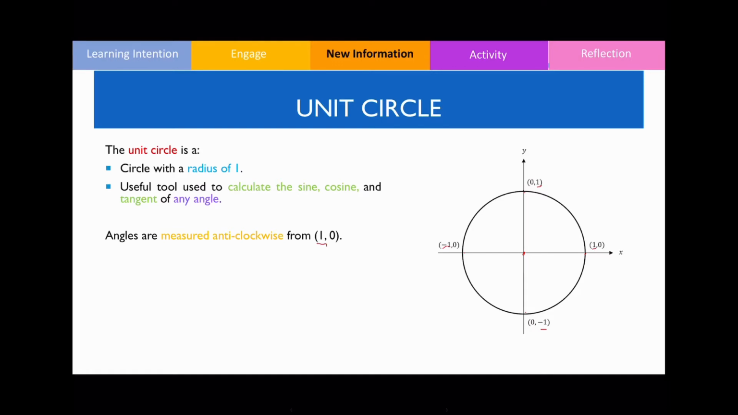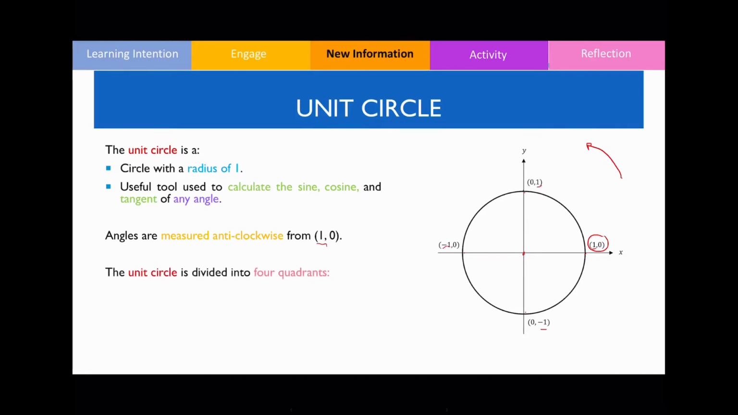In addition to that, angles are always measured anti-clockwise from this particular coordinate over here, okay? So the coordinate 1, 0 lies over here on the unit circle. So you're going to start from there. That's where 0 degrees is measured from. And you're going to be moving anti-clockwise, okay? So anti-clockwise would therefore be moving in this particular direction over here.